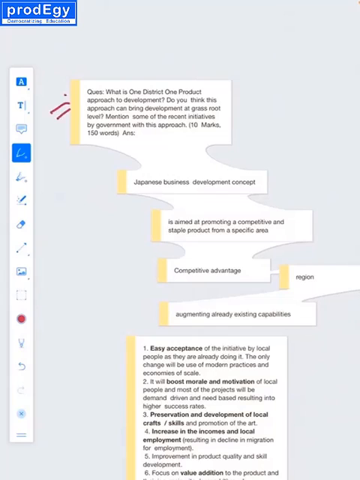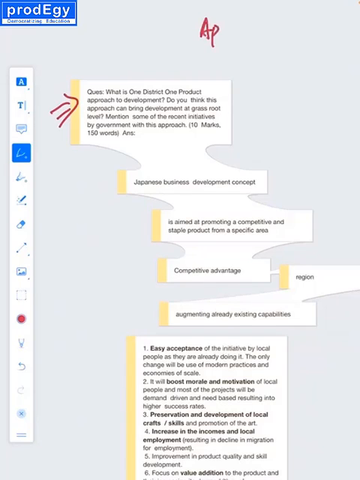Now my next question is, what is one district, one product approach to development? Do you think this approach can bring development at grassroots level? And mention some of the recent initiatives by government with this approach.